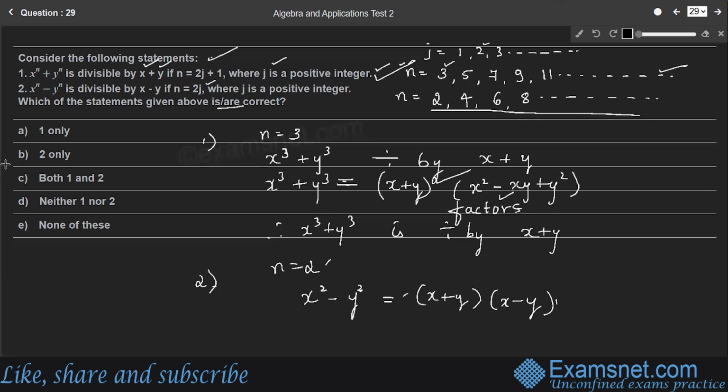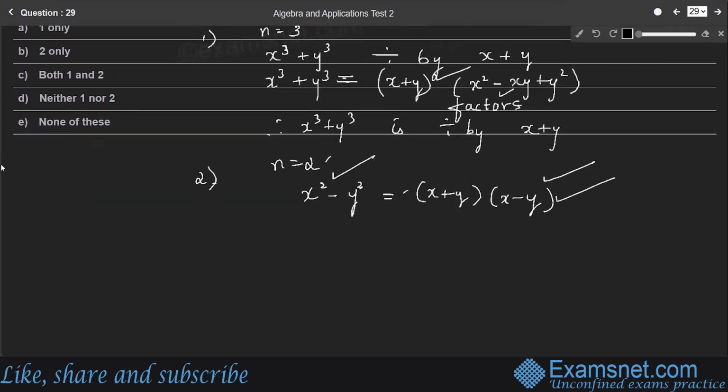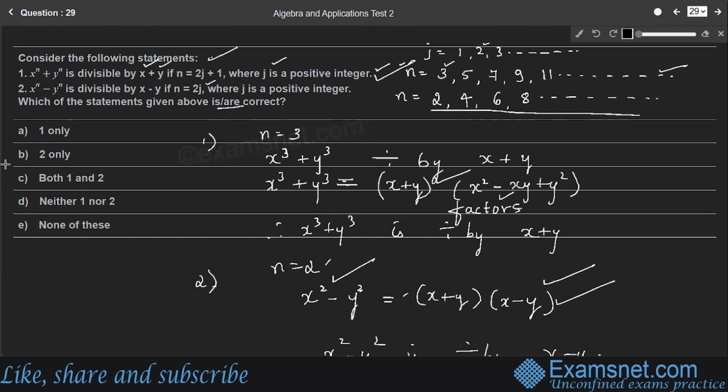Here x minus y is one of its factors, which is nothing but x raised to n minus y raised to n, or x square minus y square is divisible by x minus y. Right? So x square minus y square is divisible by x minus y. So in place of n, we are taking 2 here. Therefore, second statement is also correct. Right? Therefore, which of the statements given above is or are correct? Both 1 and 2. Both the statements are correct. Right? Option C is the right answer.